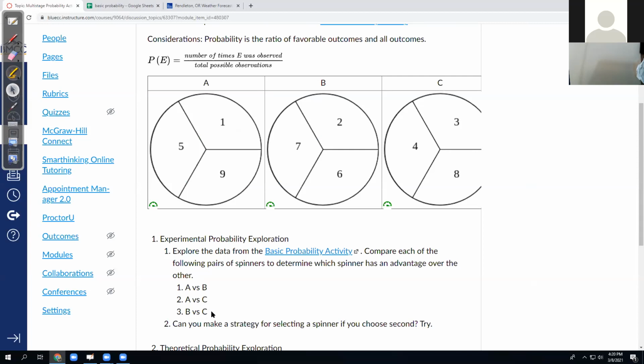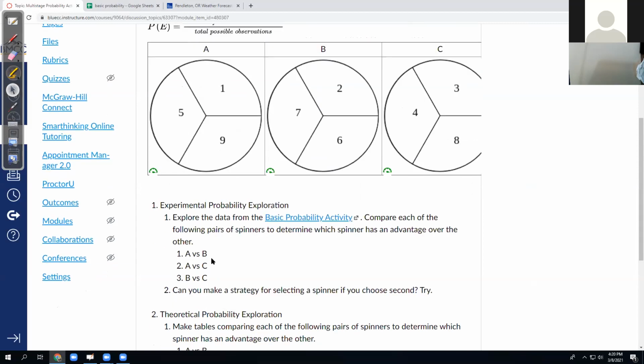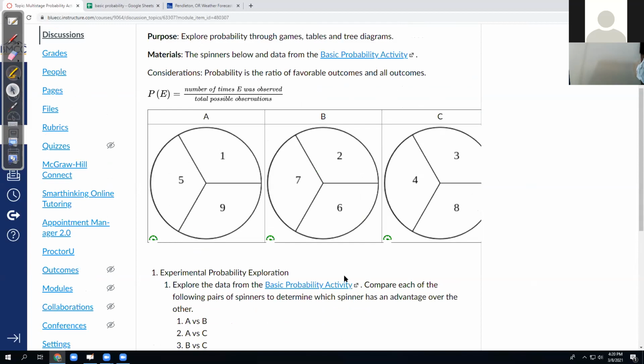So based on the class data, what can we tell? Is A better than B? Is A better than C? Is B better than C, or vice versa? Based on those, we want to say, okay, can we make a strategy if you get to choose second? So for example, when I sat down with Amy, I said, okay, you can pick first. And she picked spinner B.